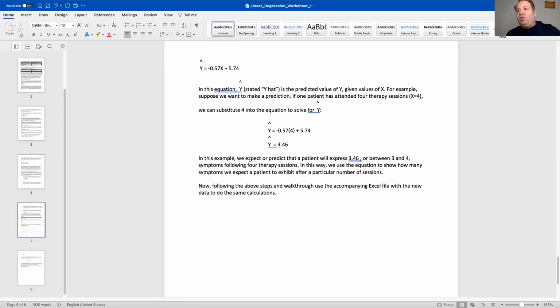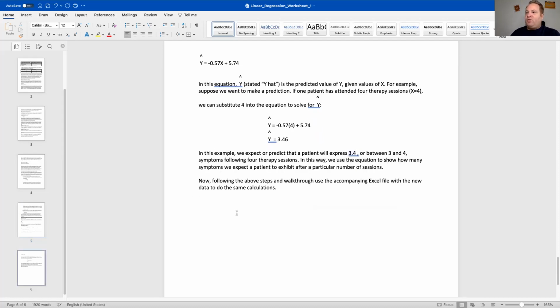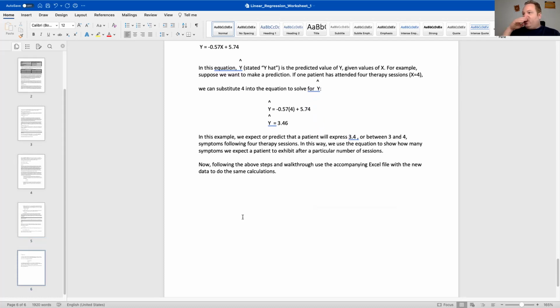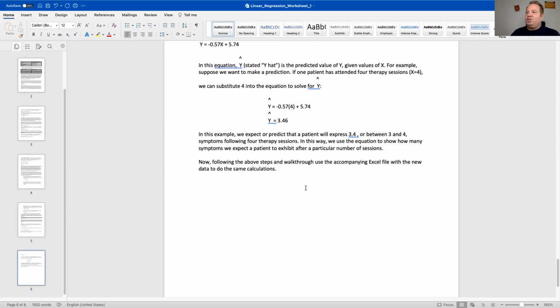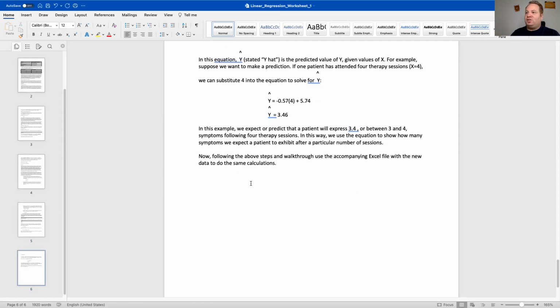In this example, we expect or predict that a patient will express 3.46, between 3 and 4 symptoms following 4 therapy sessions. In this way, we use the equation to show how many symptoms we expect a patient to exhibit after a particular number of sessions.